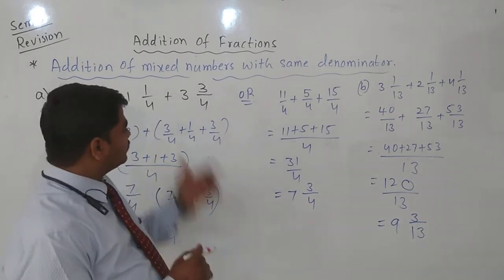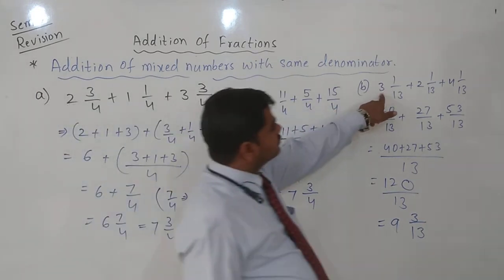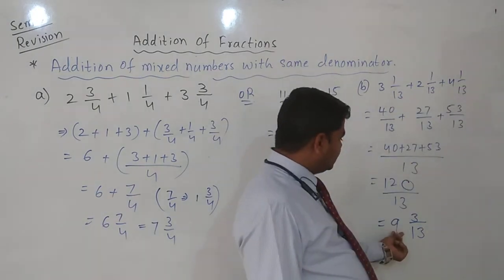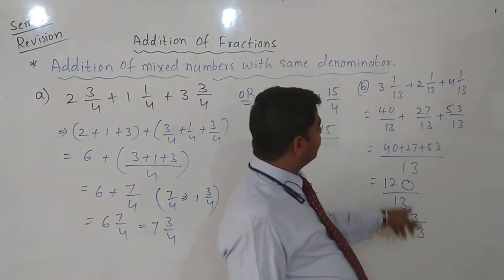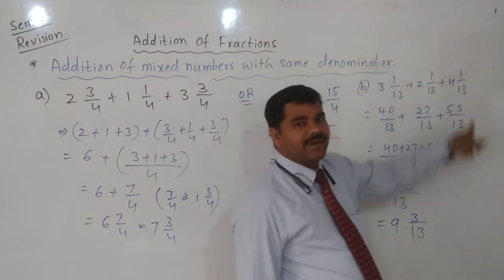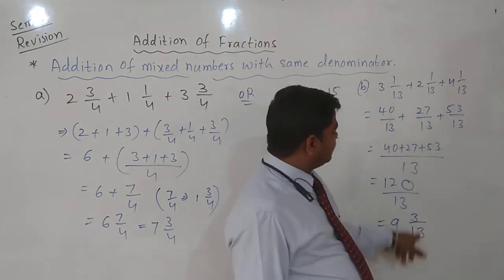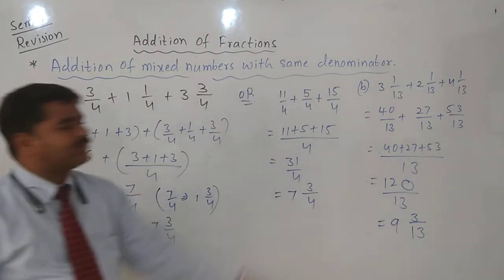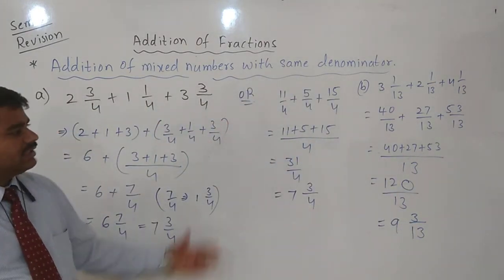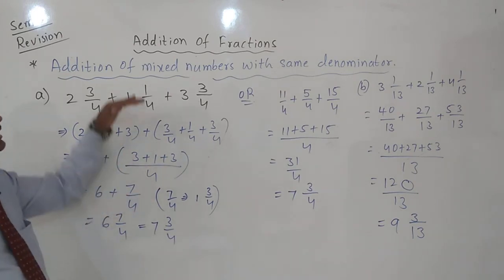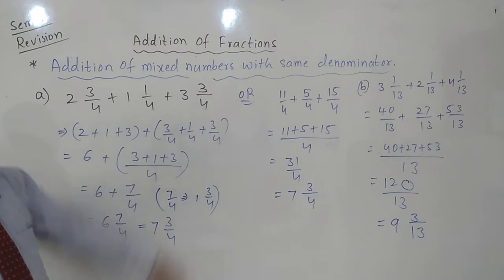Yes, we can add in this method also. It is 3 plus 2 is 5, 5 plus 4 is 9. This 9 is the integer. Then the remaining fractions: 1 plus 1 plus 1 is 3 by 13. 9 integer 3 by 13. That is also very simple. Or we can follow this method also. Write down these two. Write neatly in your notebook. This is the addition of mixed numbers with the same denominator.